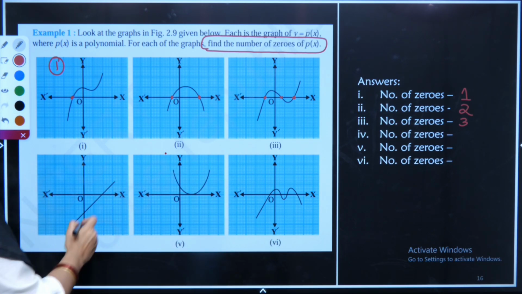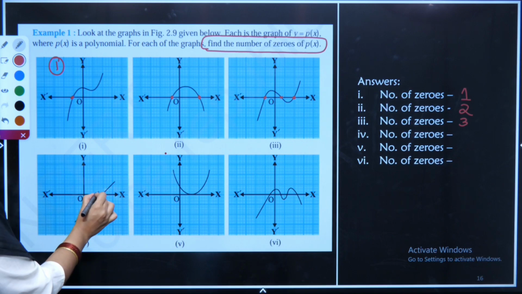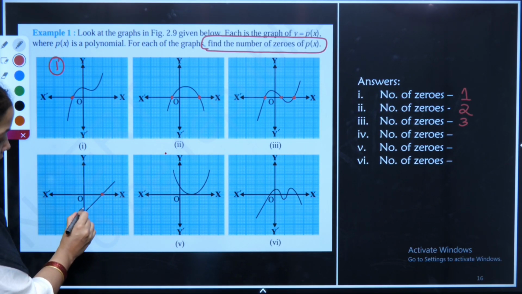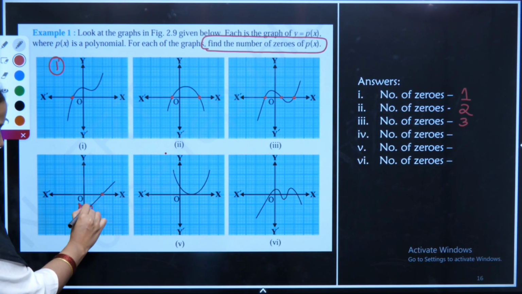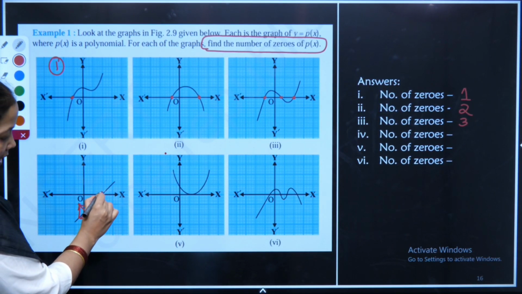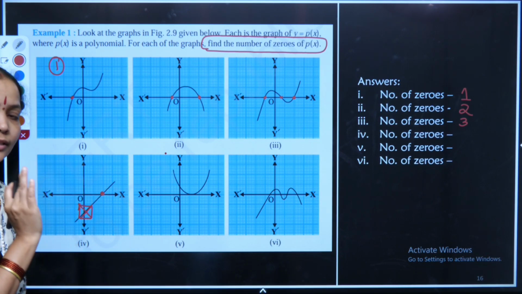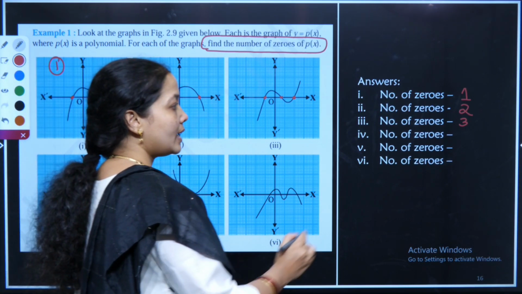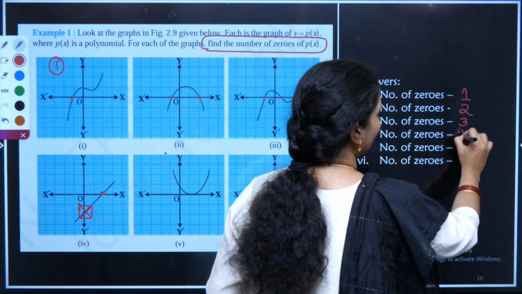For the 4th graph, it is touching the x-axis exactly in one position. We will not take this position where it is touching the y-axis. This is not required for us. We should only mark this because I am only counting the zeros with respect to the x-axis. Therefore, fourth graph is giving me the zeros as 1.